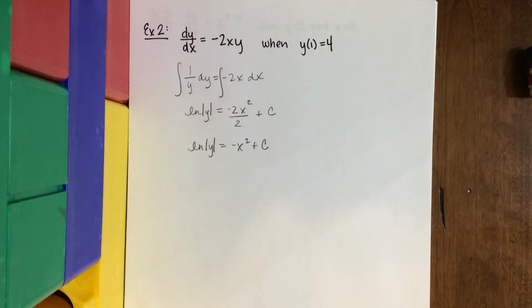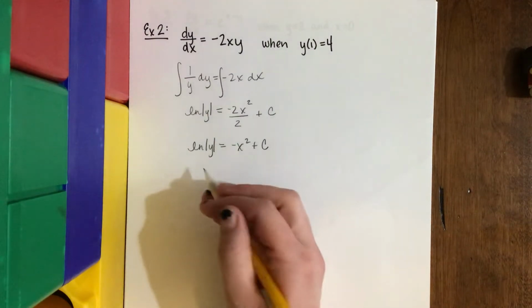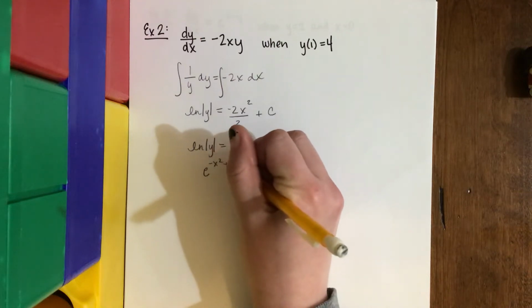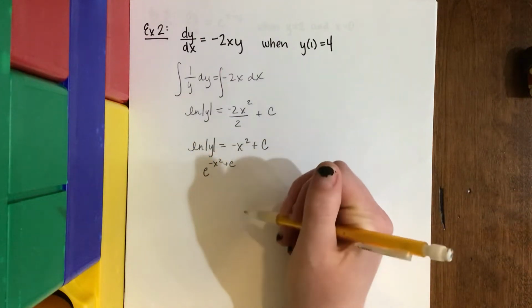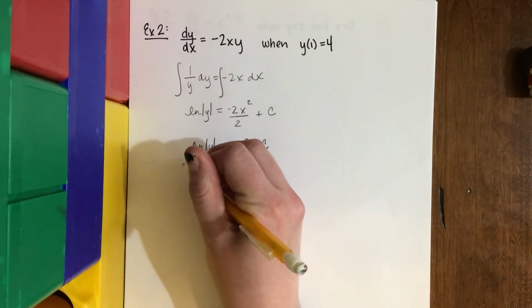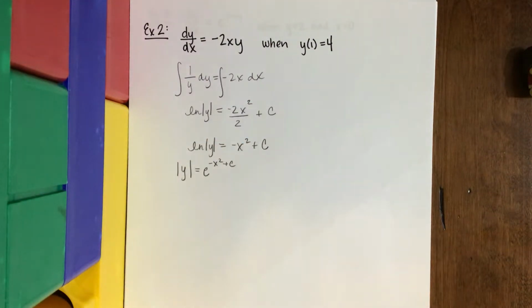Now, again, what we're going to end up doing is trying to solve for y. So in order for me to do that, what I'm going to do right now is rewrite this in exponential form. So I know natural log of the absolute value of y, that means it's base e. So when I go ahead and cancel that, for those of you that know what that is, I end up with e to the negative x squared plus c equals the absolute value of y.